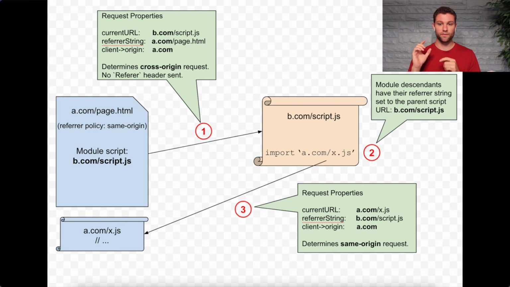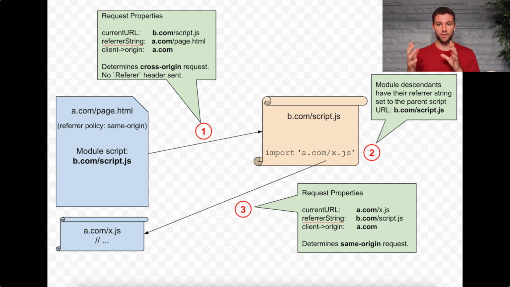So we manually set the refer string of the request that we make from b.com script.js to b.com script.js. That's the base URL. And so here we can see the request properties in bubble number 3. The current URL, of course, is whatever the URL of the script we're importing is, a.com x.js. And the refer string is b.com. The origin of the refer string is going to be b.com because of the special HTML logic we have. But the client's origin is still a.com because we still have the same environment settings object.